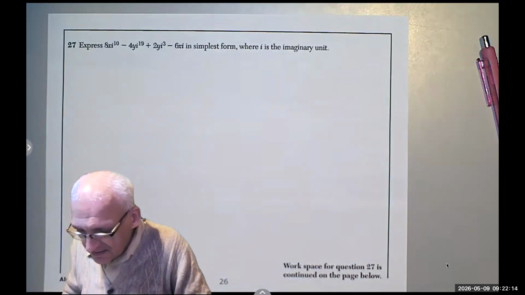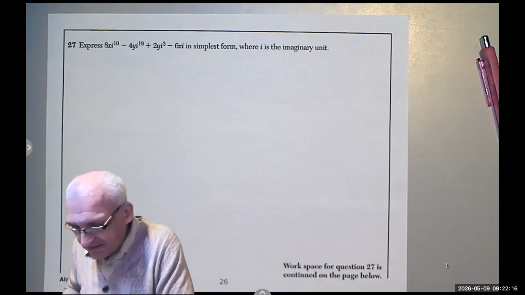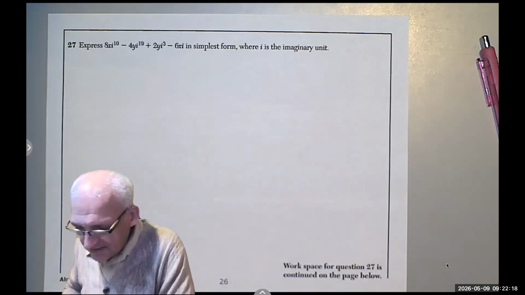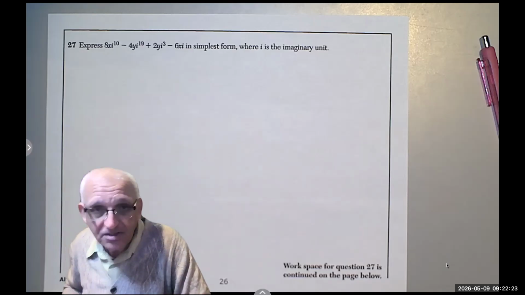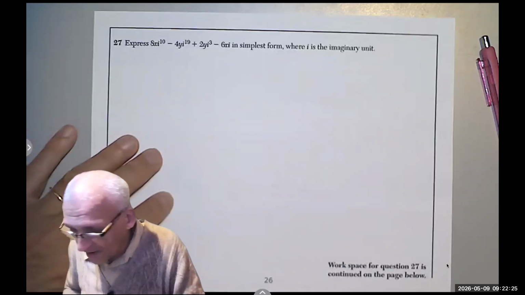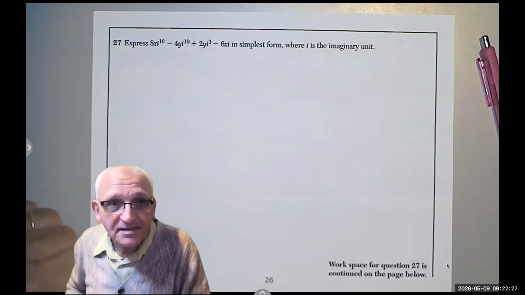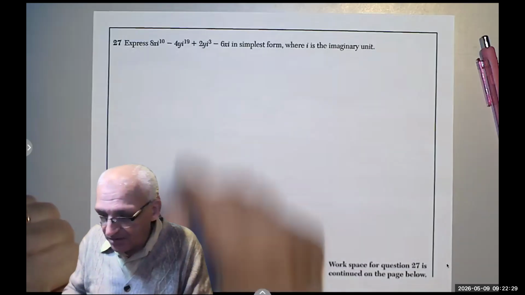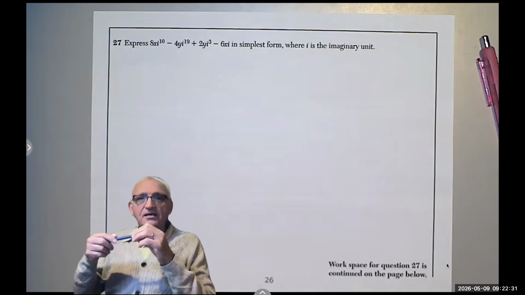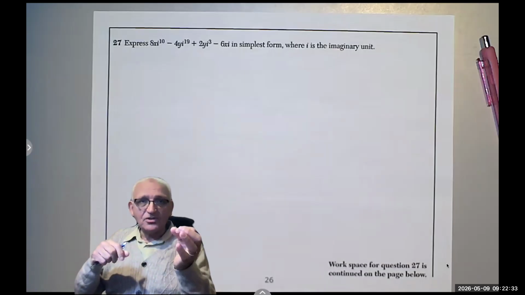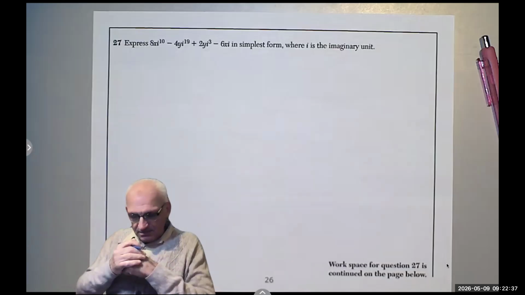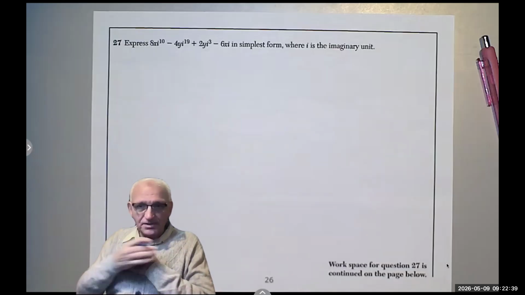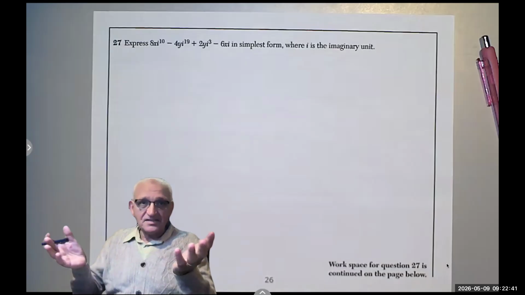Express 8i to the 10th and 4i to the 19th and whatever in the simplest form, where i is the imaginary unit or root negative 1. We know that when I divide the power of the i by 4, if I get 0 remainder, it means it's just the real number, positive 1.